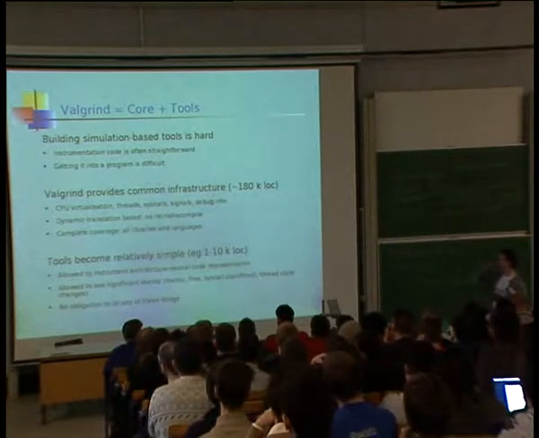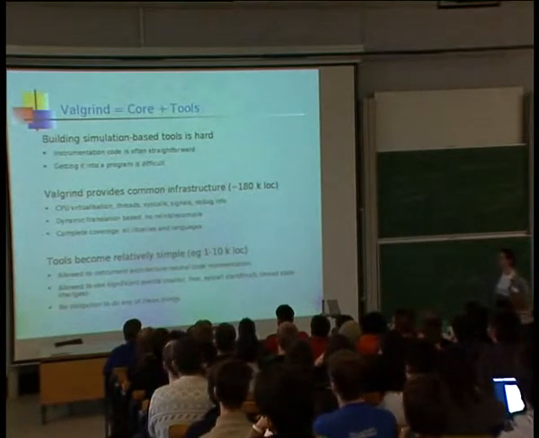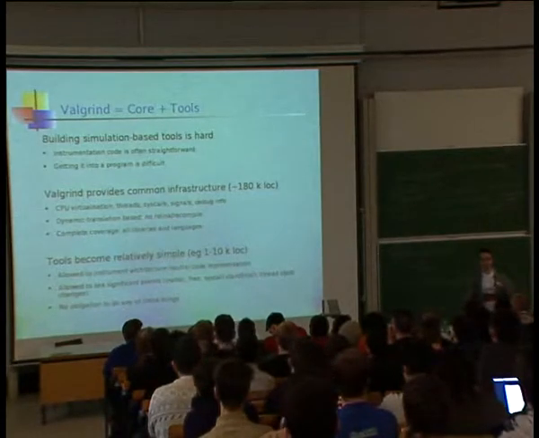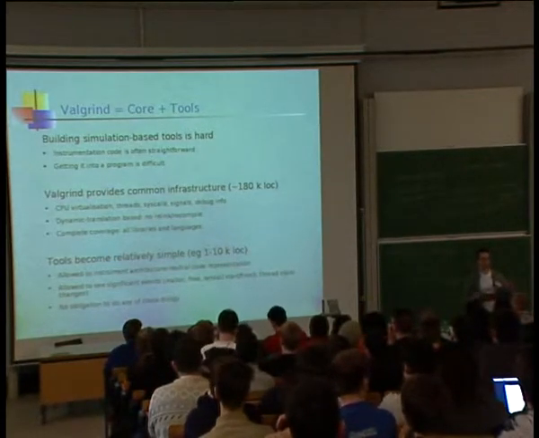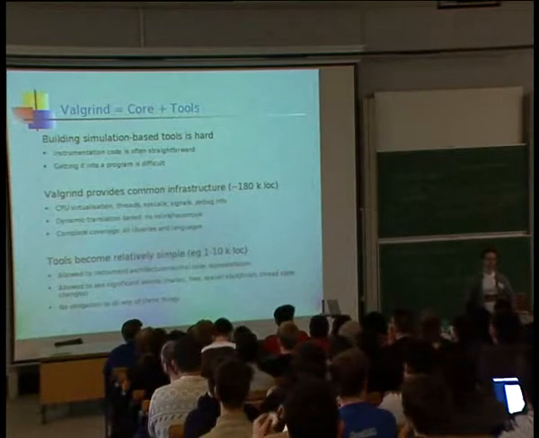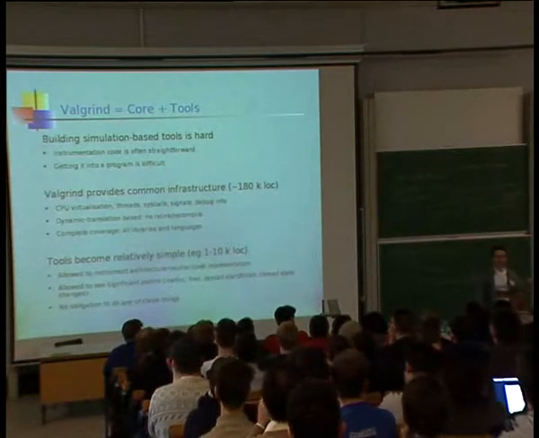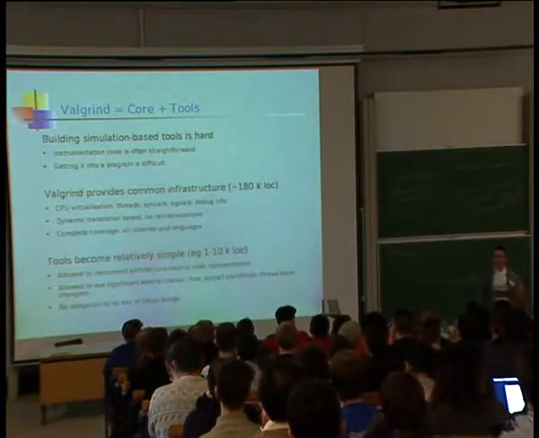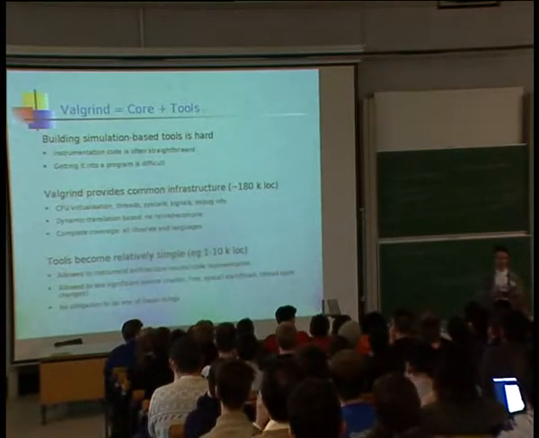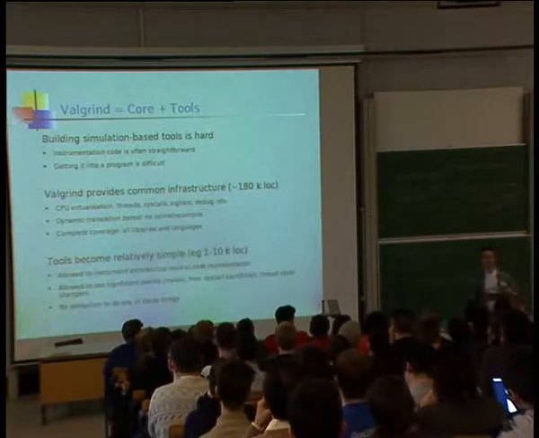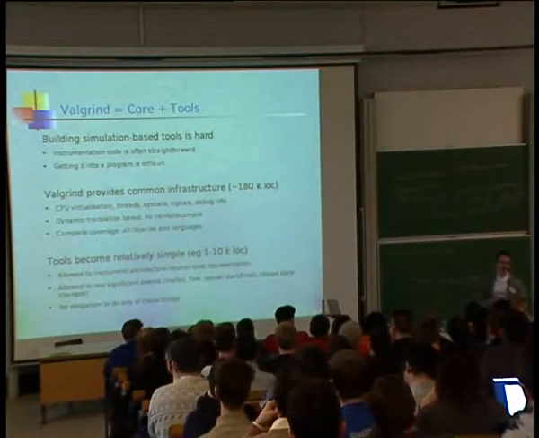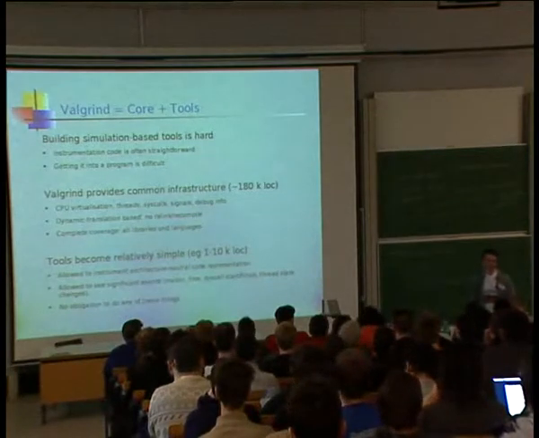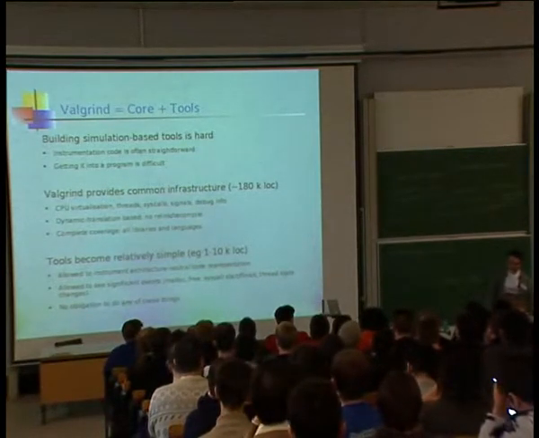So, the common infrastructure provides threads, system calls, signal support, reading of debugging information, and all sorts of facilities which you can use to build the tools you want. It allows you to look at all the addresses that the program deals with, and at all the data that the program computes. If you add two things in your code, then you can see what you got in the tool.